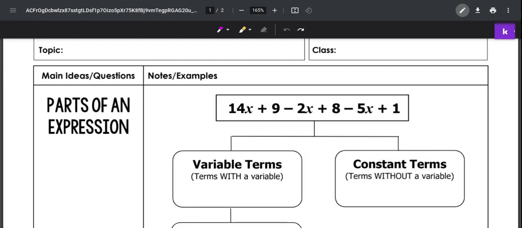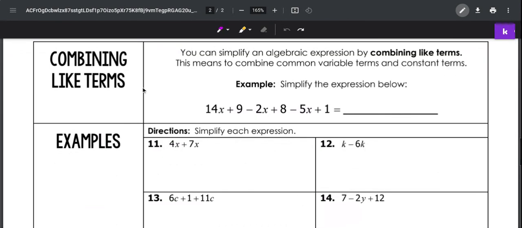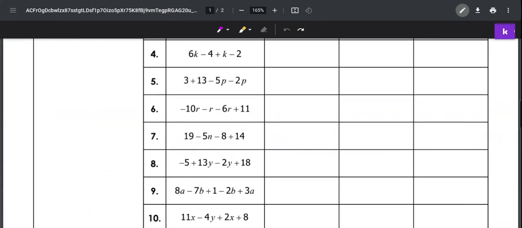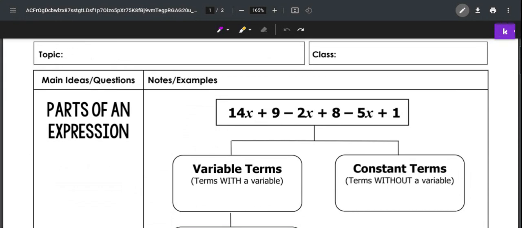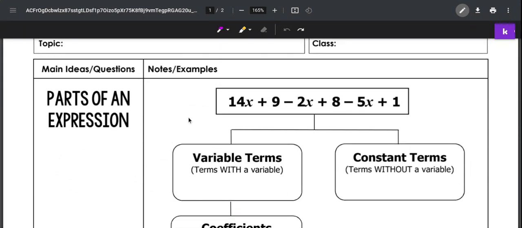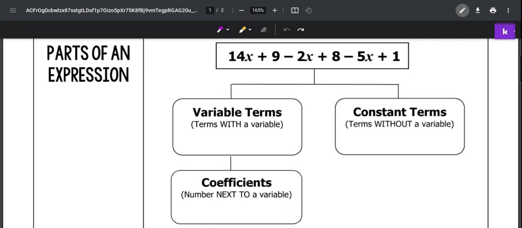All right, so this video is going to cover 2.2, which is looking at parts of an equation and breaking down or combining like terms. So when we do this, make sure you get a copy of these notes. They should be on the front table, which I'll probably have already told you. All right, so let's get started.